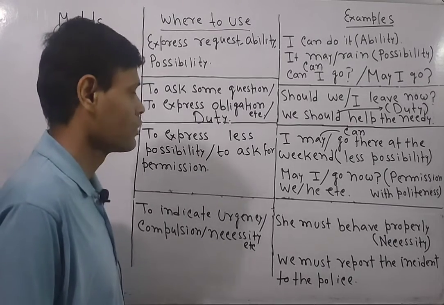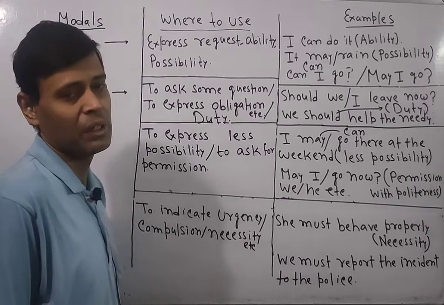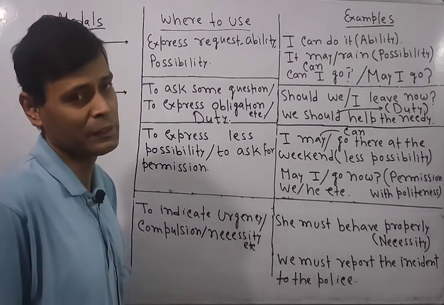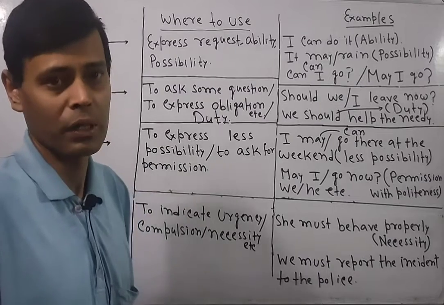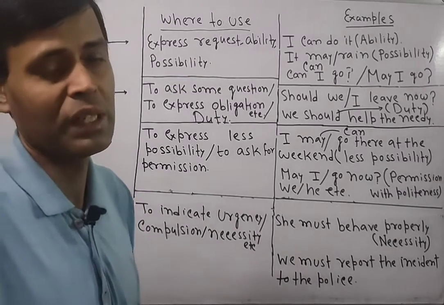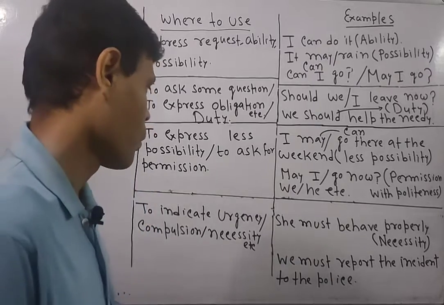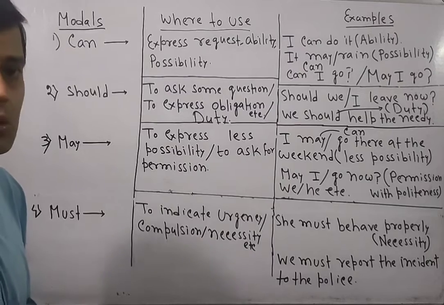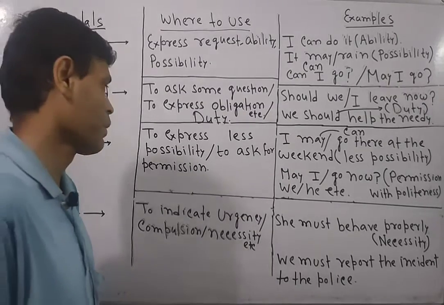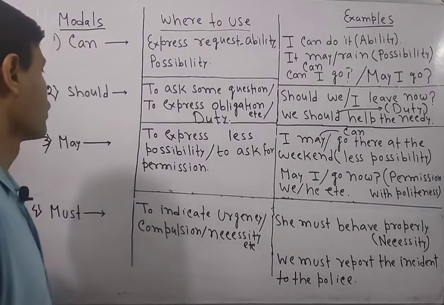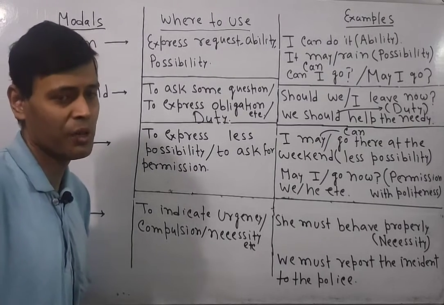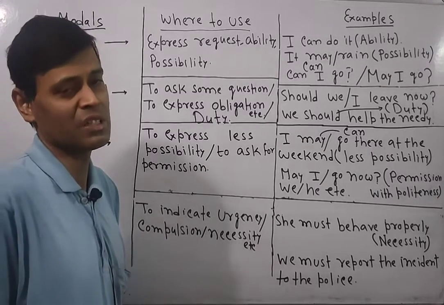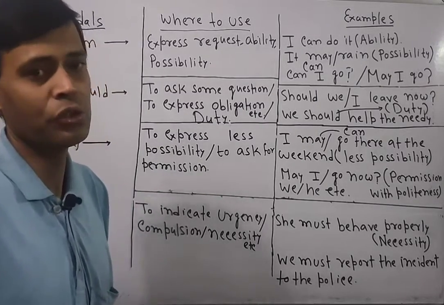So it is all about this. To indicate possibility, it is better to use can, but to indicate less possibility, it is better to use may, depending on the way the sentence is referred to. In case of urgency or necessity or compulsion, we should use must instead of any other modal auxiliary verb. And should always indicates some kind of obligation or duty, even while asking a question and we are not sure of its answer. So we can easily use should there.